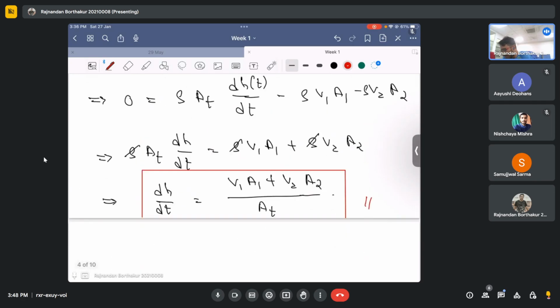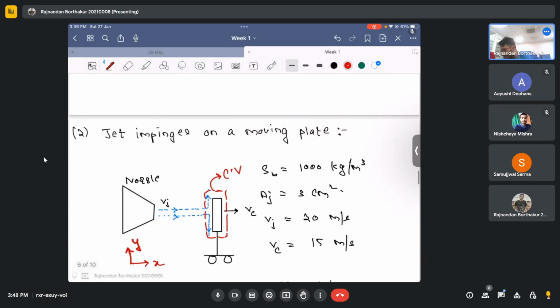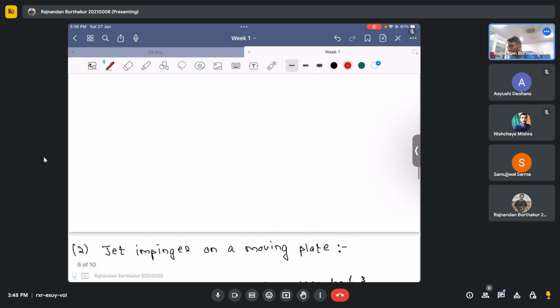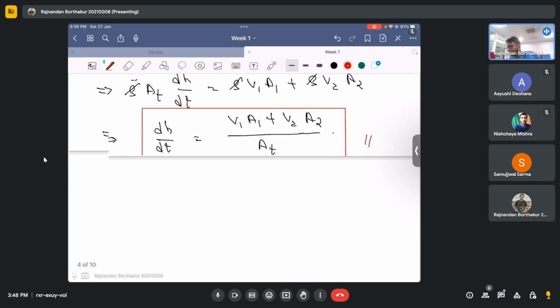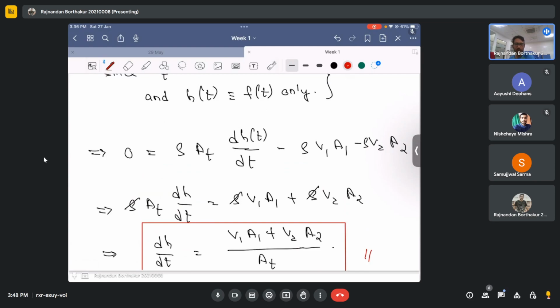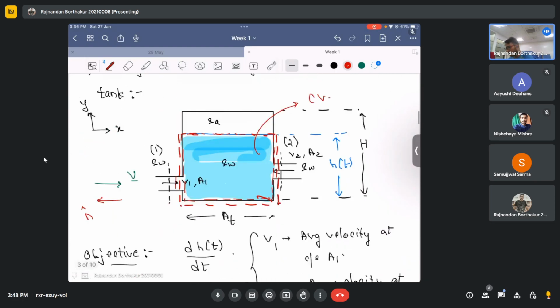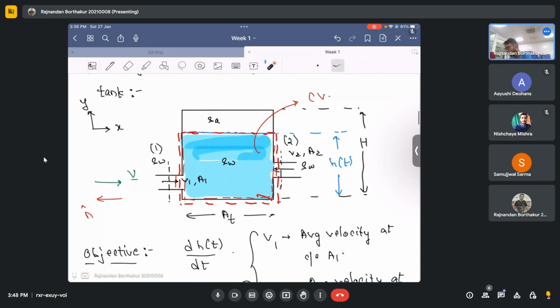Okay, if this is clear, I would move to the next problem. Before proceeding, I would like to put forward a question which you can answer in the next class, or answer yourself as well. Can you repeat the same problem by considering this entire tank to be the control volume instead of considering the water part inside the tank to be the control volume?